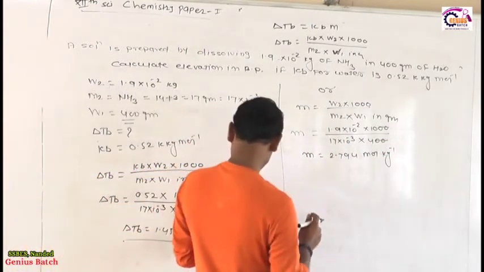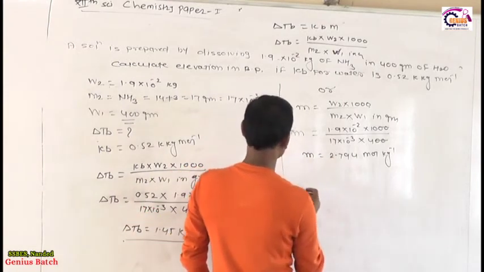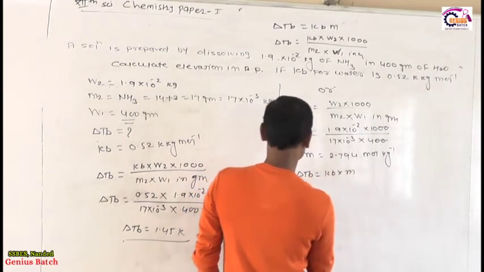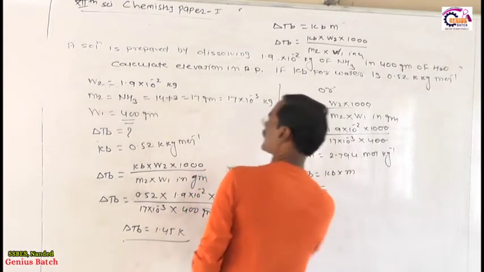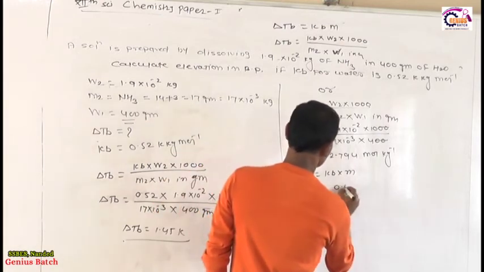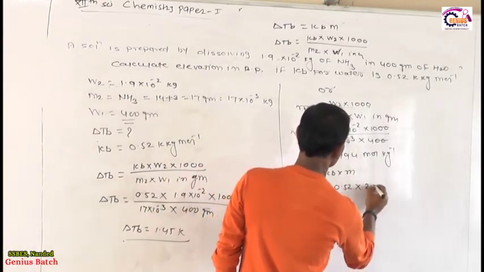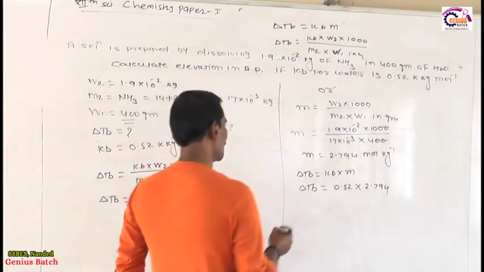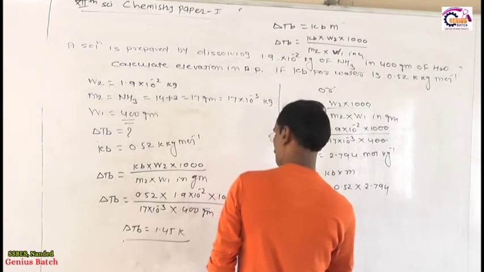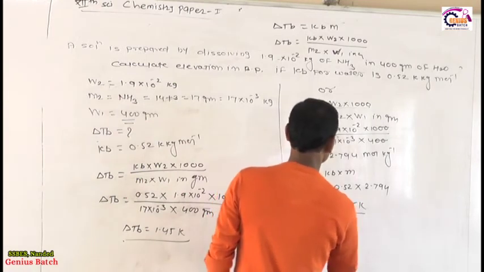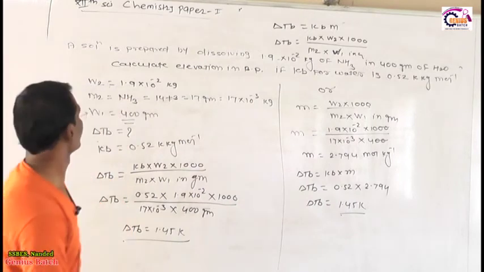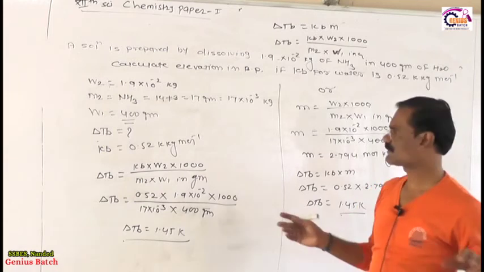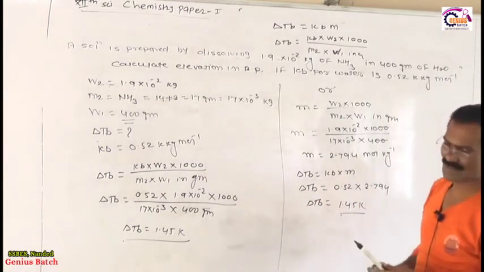Now, after calculating the value of m, we calculate delta Tb. Delta Tb is equal to Kb into m. The value of Kb is 0.52 and the value of m is 2.794, so 0.52 into 2.794. After calculating this, the value of delta Tb is equal to 1.45 Kelvin. So this is a problem based on elevation in boiling point. Write down in your notebook, my friends. As per my idea, you don't have any problem related to this phenomenon.